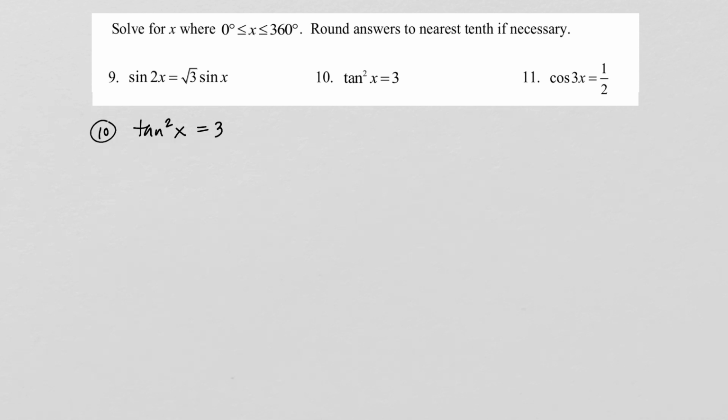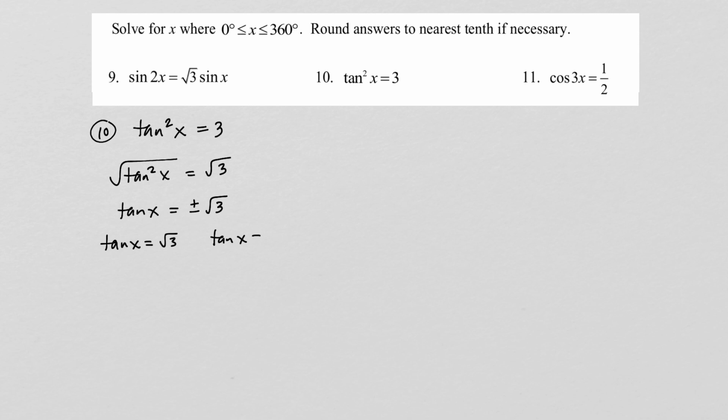For the next problem, we have tangent squared of x is equal to 3. If we take the square root of both sides, we get tangent of x is equal to plus or minus the square root of 3. And so we just need to figure out where tangent is positive radical 3 and where tangent is negative radical 3. And this is going to happen in all four quadrants.